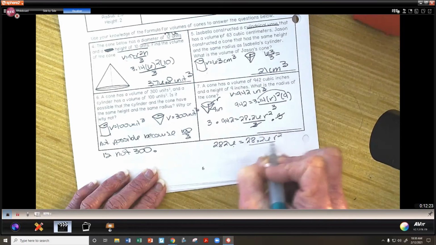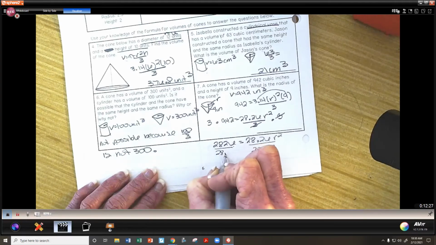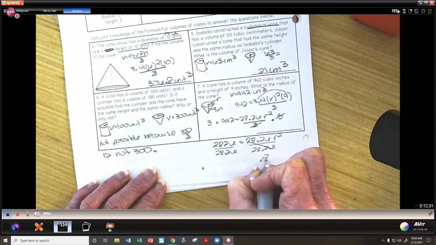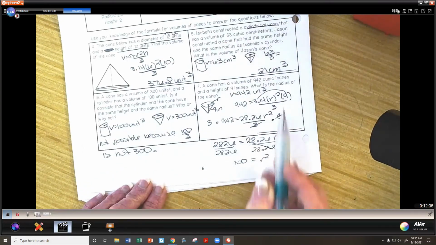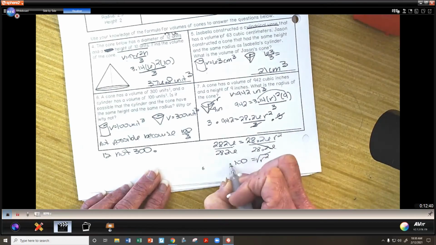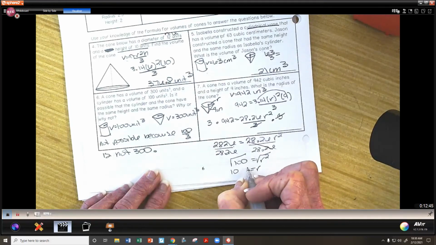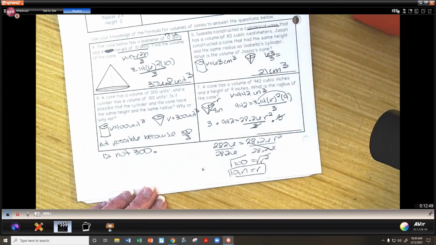Now I'm going to divide, and those cancel, so radius squared equals 100. Well, again, it wants the radius, not radius squared, so I have to do the square root. We did that, and this was what? Inch. So our radius is 10 inches. Okay, and we did that on yesterday's.